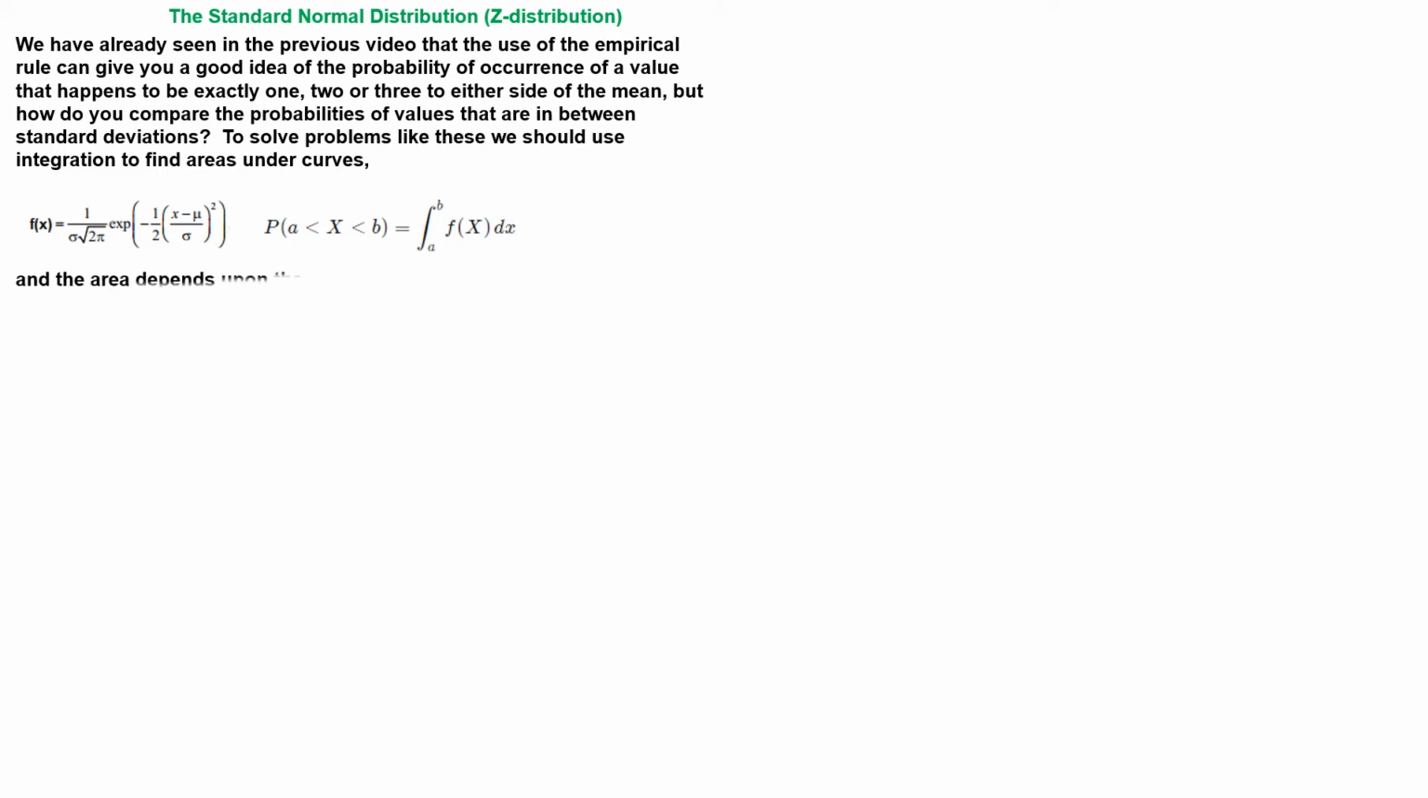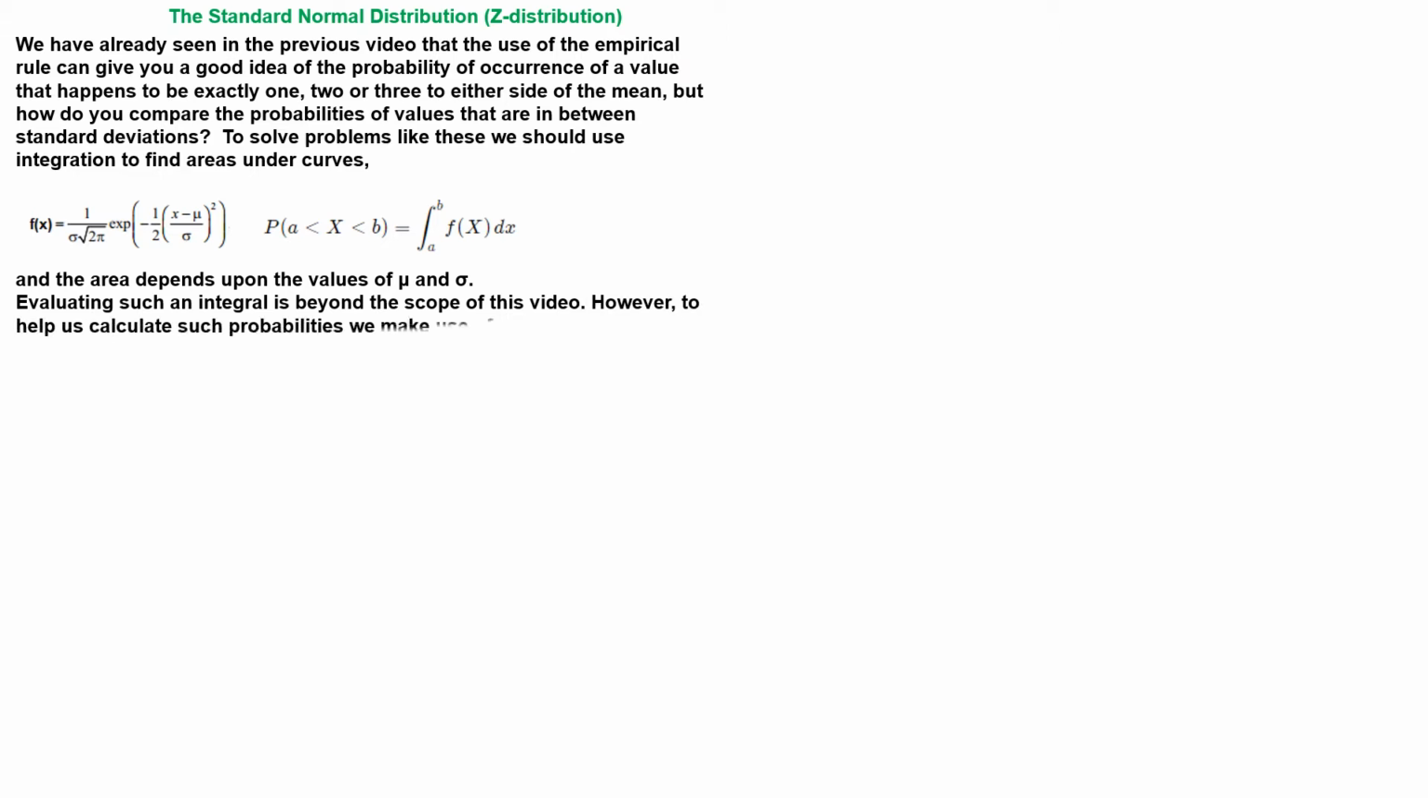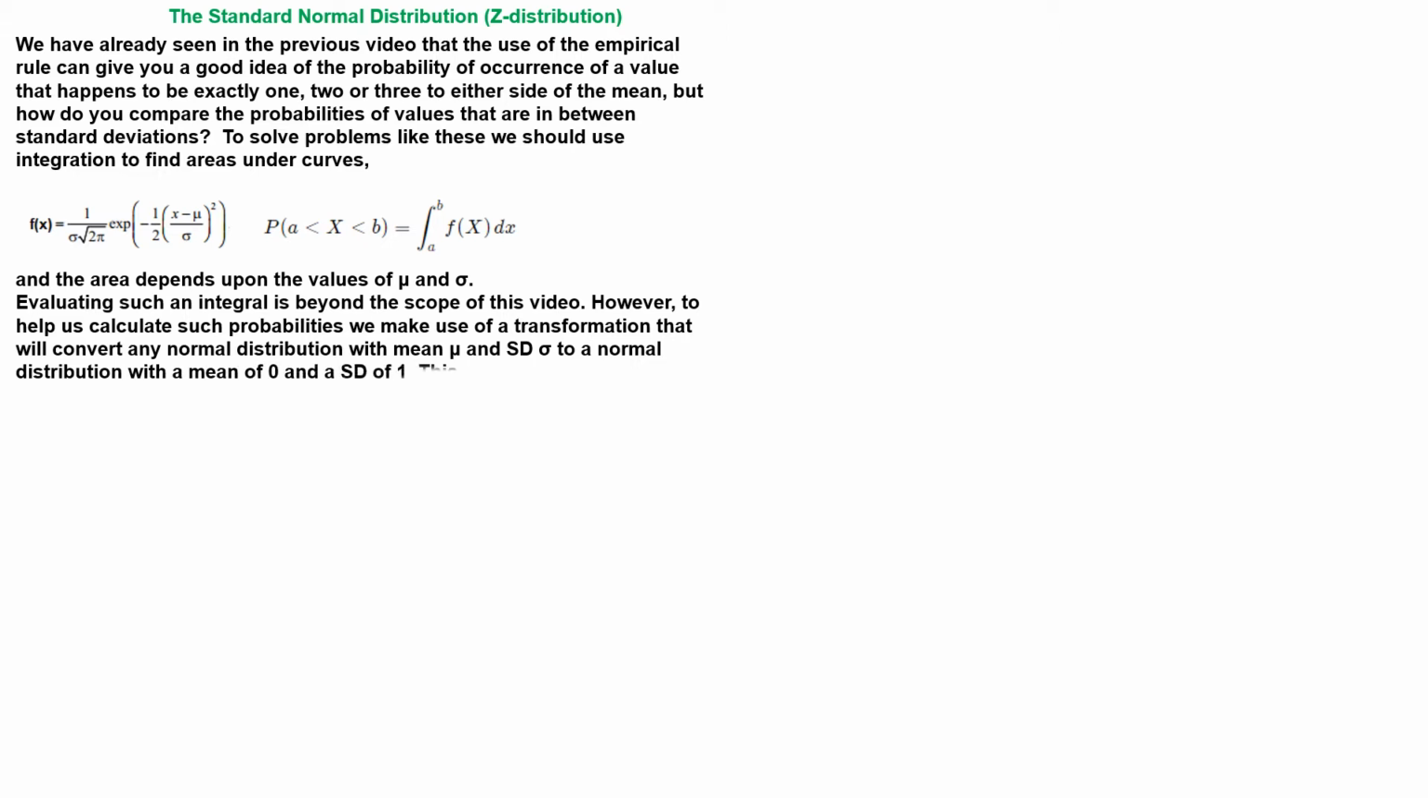And the area depends upon the values of μ and sigma. Evaluating such an integral is beyond the scope of this video. However, to help us calculate such probabilities, we make use of a transformation that will convert any normal distribution with mean μ and standard deviation sigma to a normal distribution with a mean of 0 and standard deviation of 1. This new curve is known as a standard normal distribution.